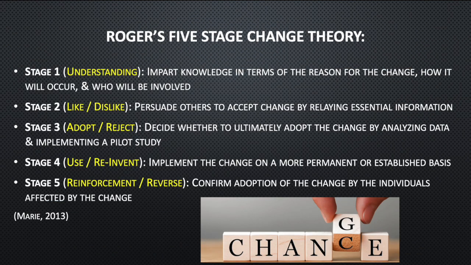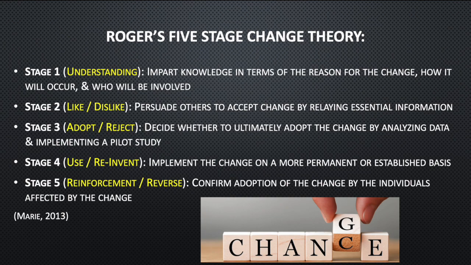And then for my topic, I decided to use Rogers' 5 stage theory. Stage one occurs when you're trying to understand why you want this change. So you want to impart knowledge in terms of the reason for the change, how it will occur, and who will be involved. Stage two is whether the people will like it or dislike it. So you're trying to persuade others to accept change by relaying essential information.